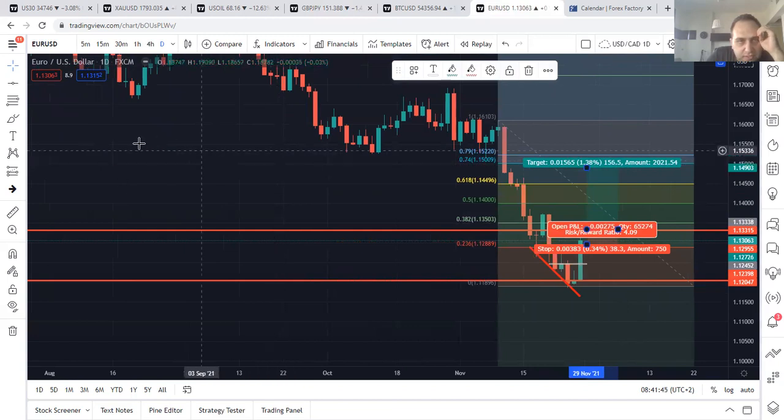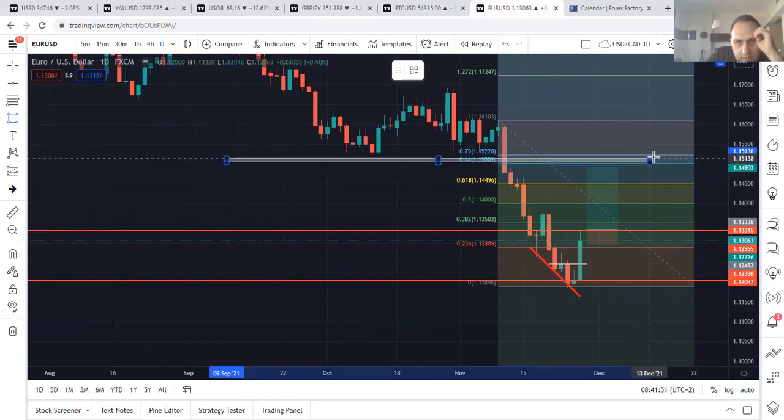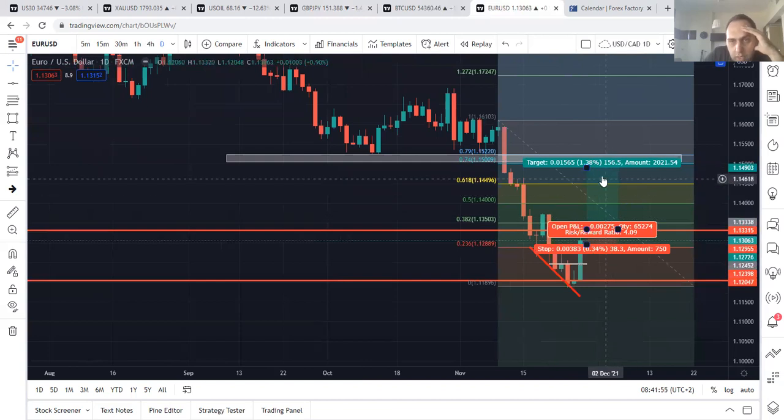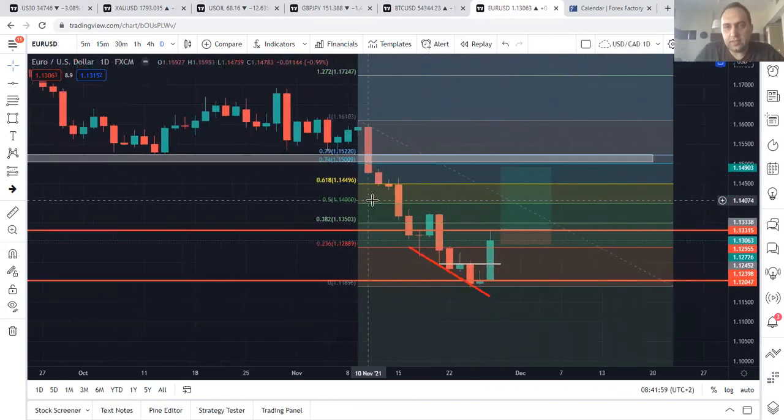Here, if it reaches this level in one move, it will be an amazing sell. Look at this level, 79% with a strong resistance. If it moves one way up to 1.15, it will be a sell at this level. Okay, so be careful about this. It will be a nice trade.